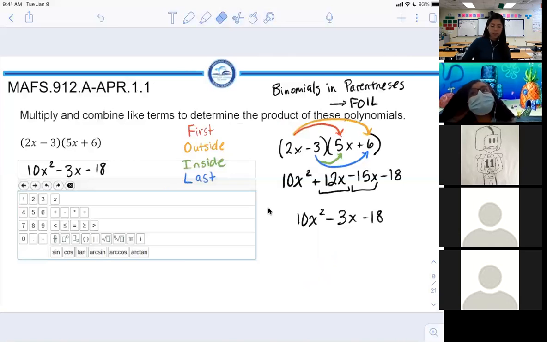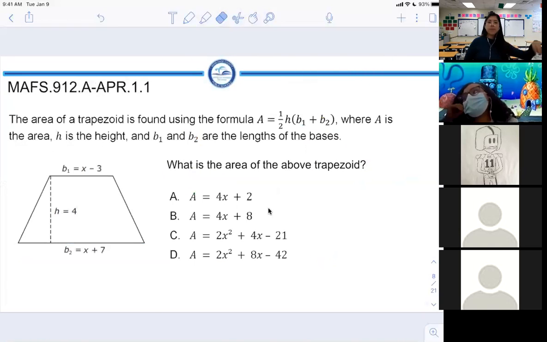Okay, cool. Let's do another one. Okay, so this is a word problem, kind of. So let's take a look. The area of a trapezoid is found using the formula A equals 1/2 h, parentheses b1 plus b2, where A is the area, h is the height, and b1 and b2 are the lengths of the base. So notice we have a little bit of geometry in an algebra problem. Interesting. What is the area of the trapezoid?